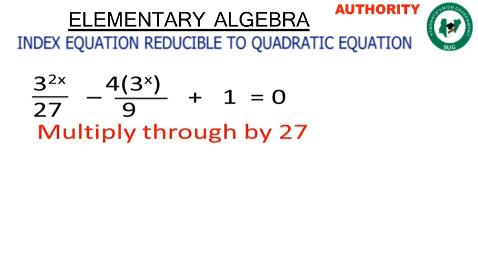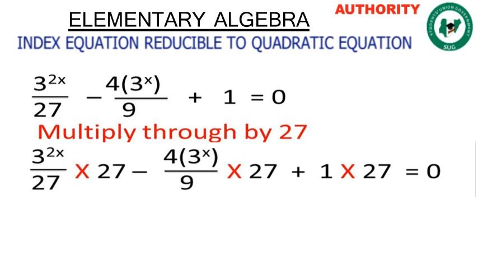We're going to multiply everything by 27. Okay, so in doing so, this is how it will look. We have 3 raised to power 2x all over 27, times 27, minus 4, open bracket, 3 raised to power x all over 9, times 27, plus 27 is equal to 0. You get it? This one we multiply by 27 to give you 27, okay? Is equal to 0.